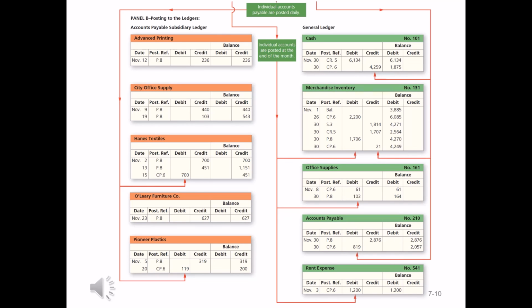Here you can see on the left the two payments that we made to our accounts payable subsidiary ledgers, one for Haynes Textiles and one for Pioneer Plastics. On the right-hand side, you can see all of our general ledger accounts and all of the totals that got posted to each of these accounts from our columns in our cash payments journal.